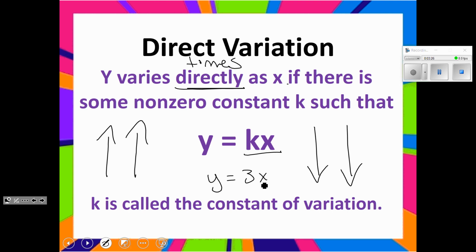In this particular instance, if I had this table, 1, 2, 3, 4, I'm going to times each x by 3. So 1 times 3 would be, what would the y be? 3. 2 times 3 would be? 3 times 3 would be? 4 times 3 would be? So with those particular points, that's a direct variation because you're timesing by 3, timesing by 3, timesing by 3, timesing by 3 every single time.